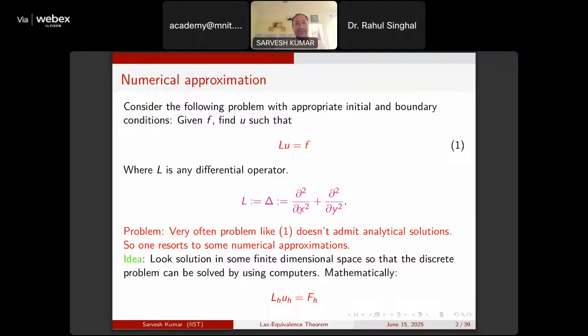As I said, we may not have the analytical solution, and we have to look for a numerical solution. So the first problem I encounter is that the solution u belongs to some infinite dimensional space. For example, in this case, since L is a Laplacian operator, my u has to be twice continuously differentiable. That means u belongs to C2, which has infinite dimension.